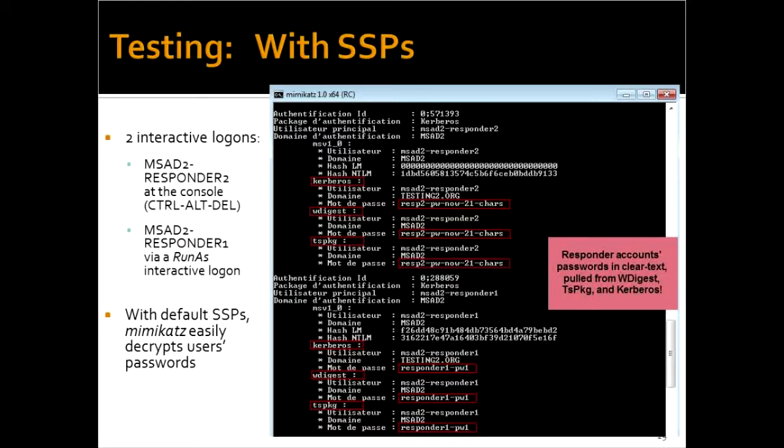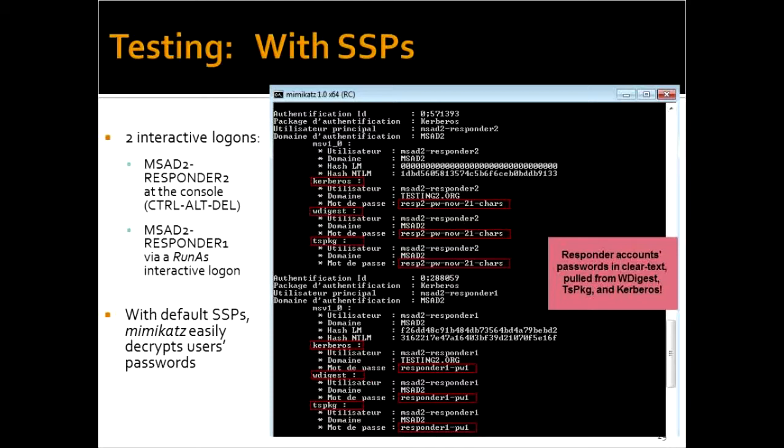Now, actually, back up. Let me go ahead and show you how the tool works and the output that it gives you. What I did was set up a test system. This is Windows 7 64-bit. I logged in with two accounts: Responder 2 with Control-Alt-Delete, and Responder 1 with the Run As command. As you scan down, you can actually see the passwords that were dumped out of those three vulnerable security packages: Kerberos, WDigest, and TS Package.